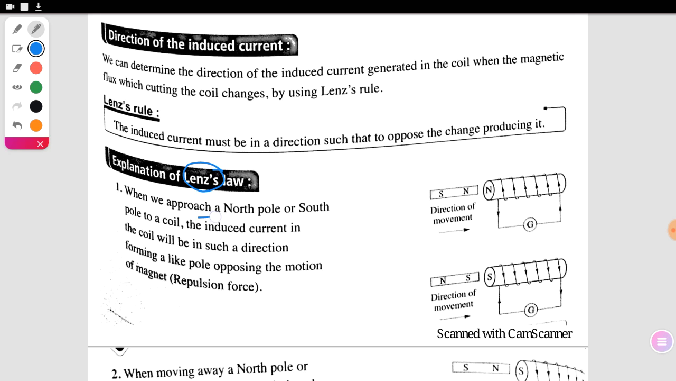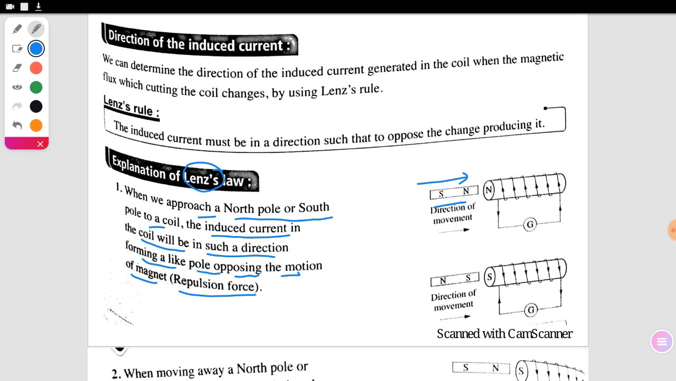When we approach the north pole of the magnet, the induced EMF is formed in a certain direction, forming a like pole, causing magnet repulsion. When the magnet moves into the coil with the north pole, the electric current produced is called induced current. We can determine the direction of the field by using Ampere's right-hand rule.